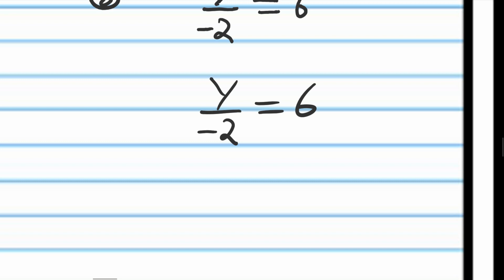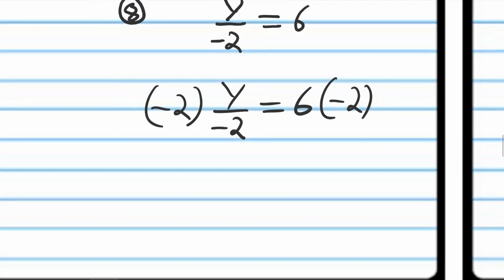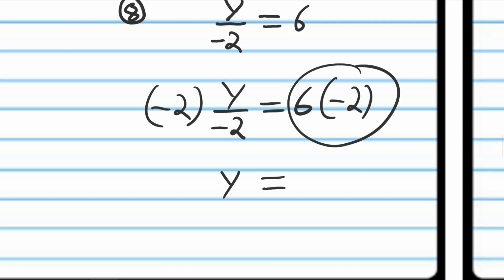And how do we show multiplication in algebra? 95% of the time, we show it with parentheses. So we're going to put parentheses. Whoops. I made a big mistake there. I have to multiply by negative 2, because I have to get rid of not just the 2, but the negative also. So I'm multiplying by negative 2. And the negative 2's cancel out on the left side of the equation, so I'm left with y. And then 6 times negative 2 is negative 12.